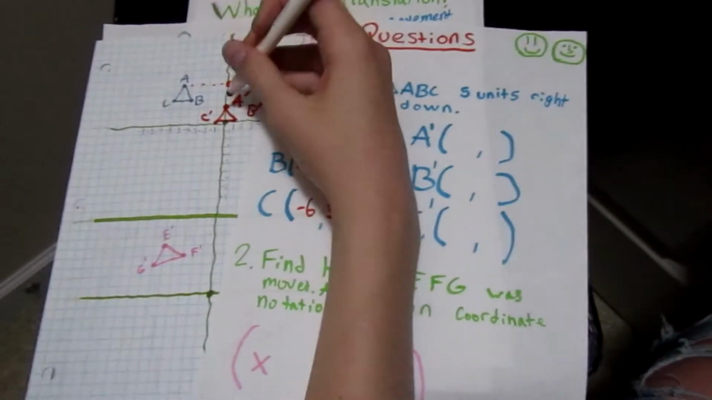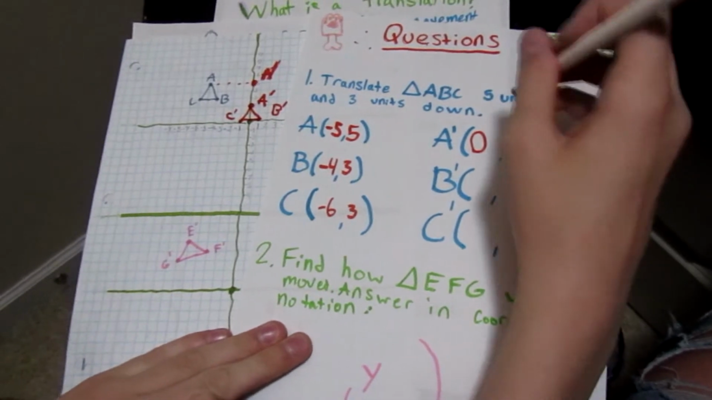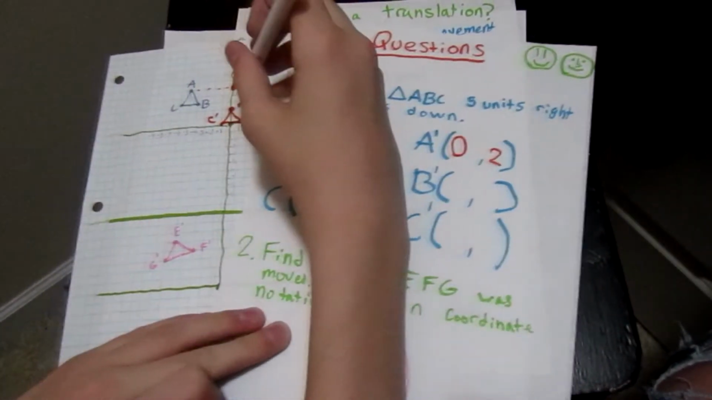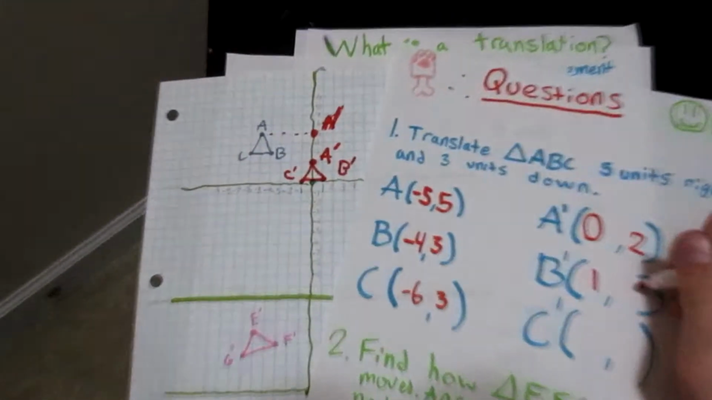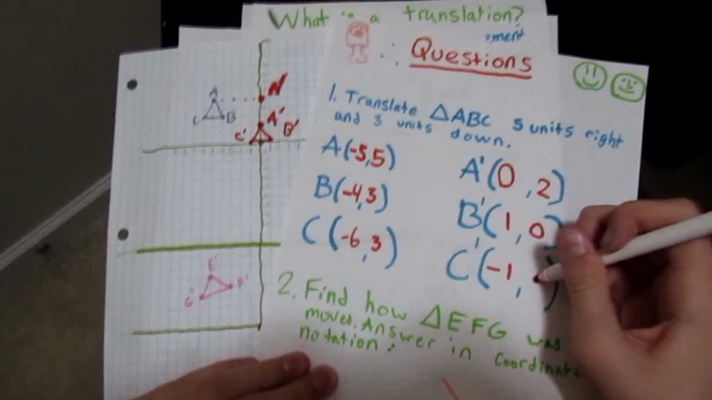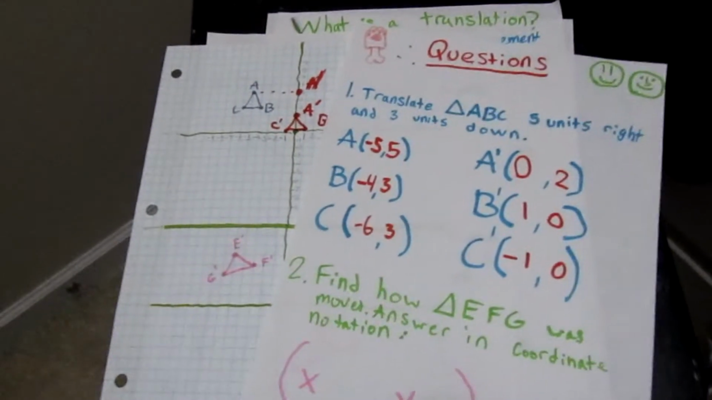So you can see that A prime is at 0, 2. B prime is at 1, 0. And C prime is at -1, 0. So that's all for question number 1.